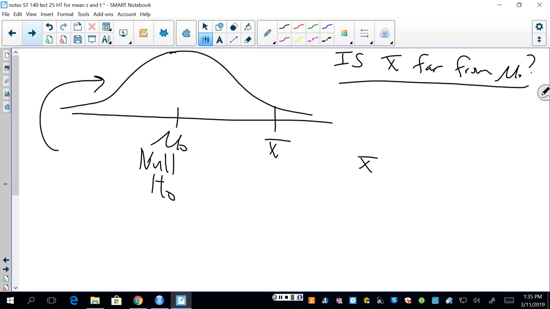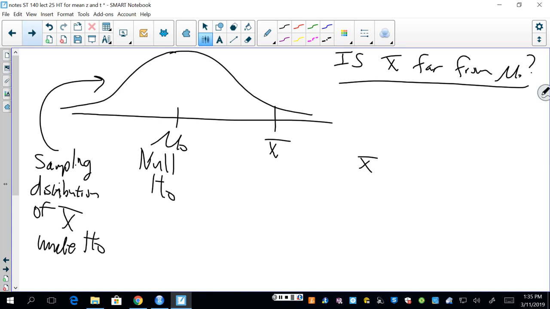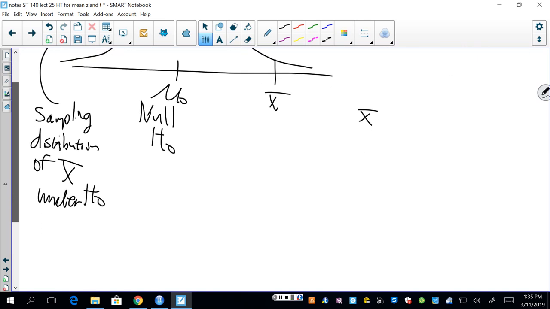We compare this distance to what we would expect under the sampling distribution of x bar under the null hypothesis, assuming the null hypothesis is true. If what we've seen is an unusual event, way out there in the tails, something that's going to happen less than 5% of the time away from mu sub 0, we're going to judge that as sufficient evidence that mu sub 0 is likely not right.